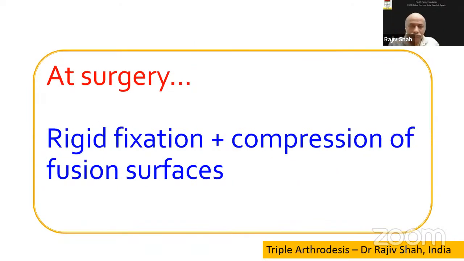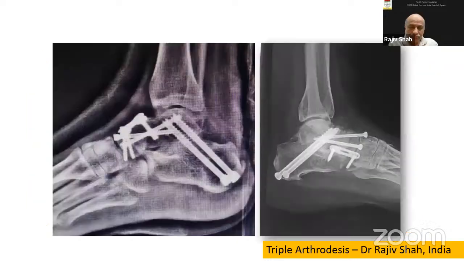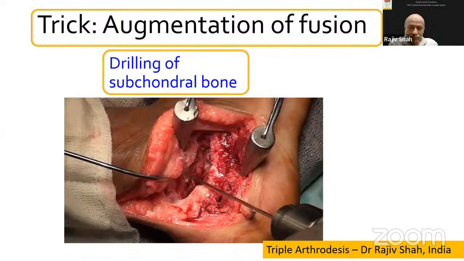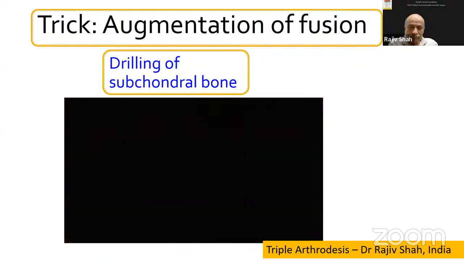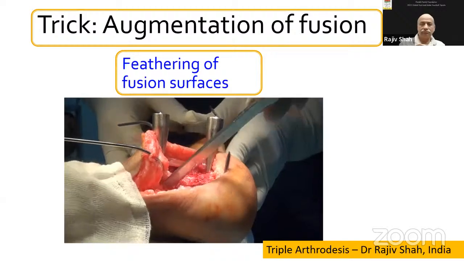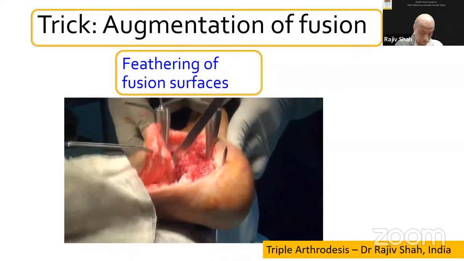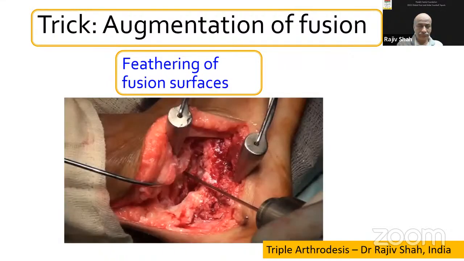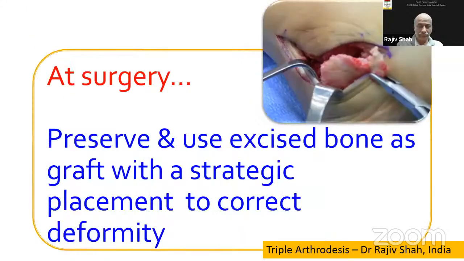Broad cancellous bleeding fusion surfaces are required. Also, rigid fixation and compression of the fusion surfaces is needed, like done in this case. Drilling of subchondral bone to increase the vascularity should be done to augment the fusion, and you should be feathering the fusion surfaces with an osteotome to increase the vascularity, like shown in this video.